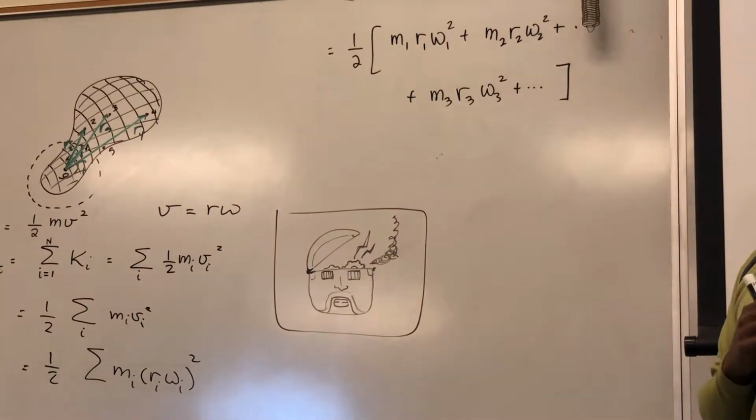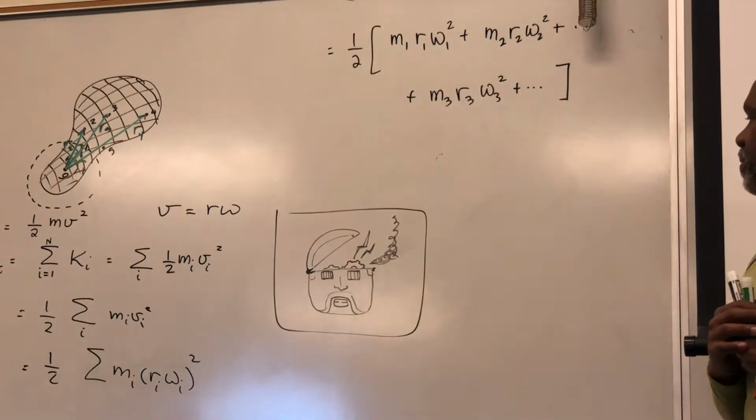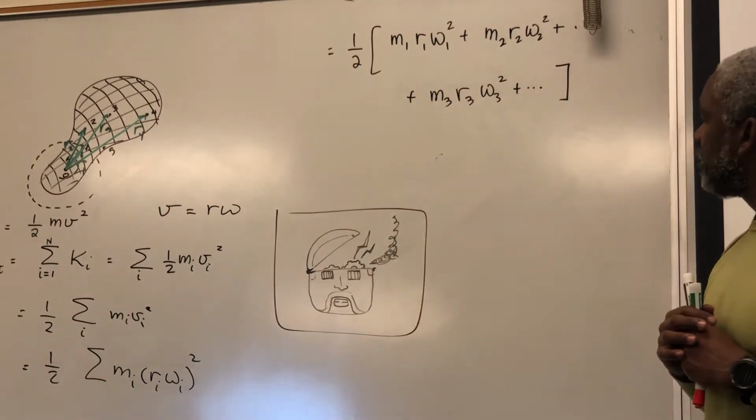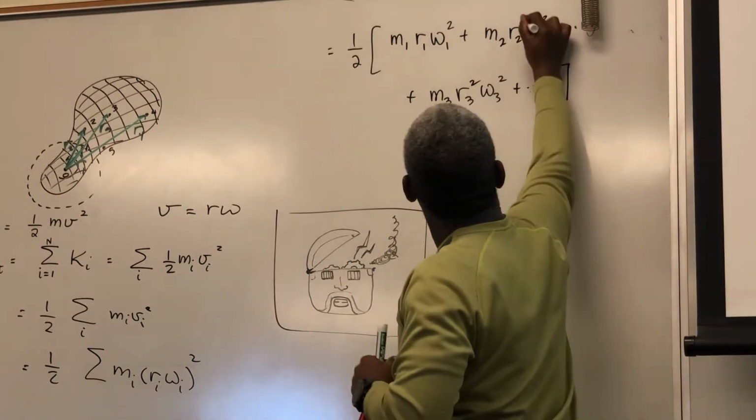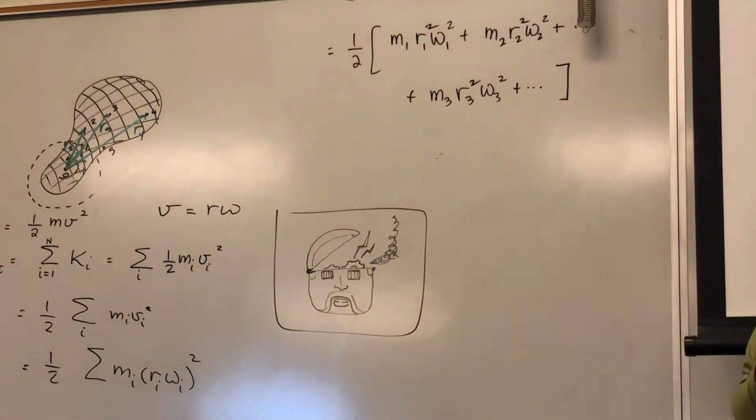Yes, sir? It's just the w squared? It's omega, not W. So what's your question? Oh, it's in parentheses with the r radius. Oh, r squared, sorry. Okay, those are all squared. Thanks.